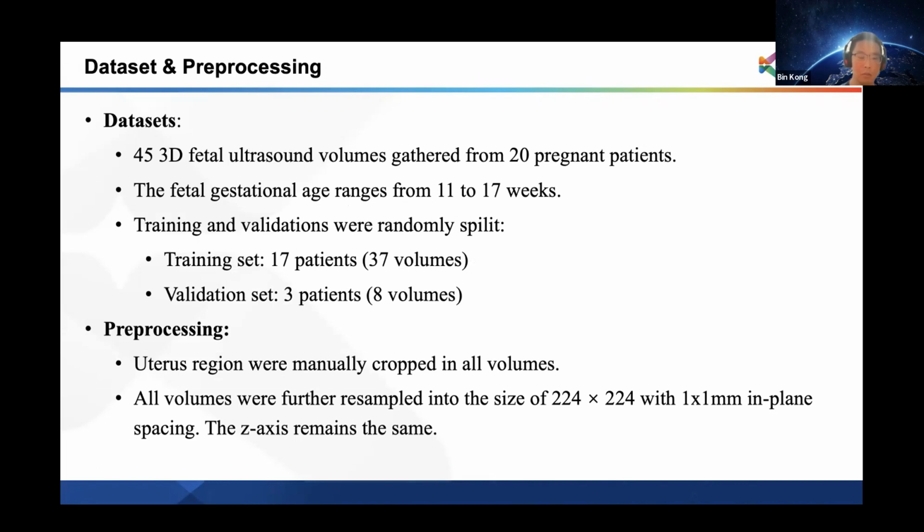And for the pre-processing, we manually cropped the uterus regions from the whole volumes, and then further resampled the images into 224 by 224 in the XY dimension, and for the z-axis, the images remain the same.